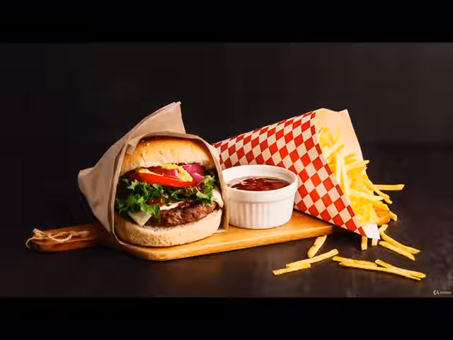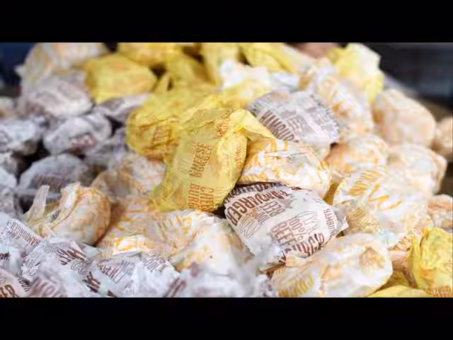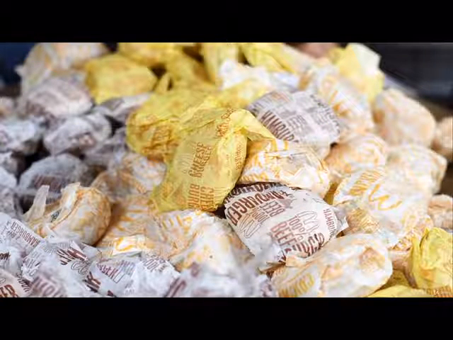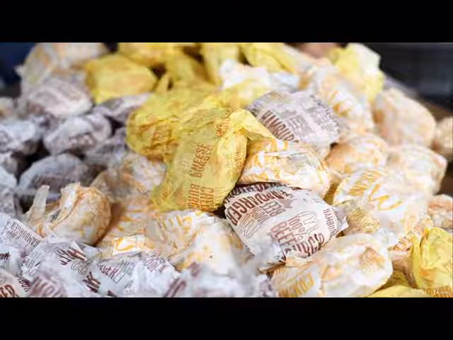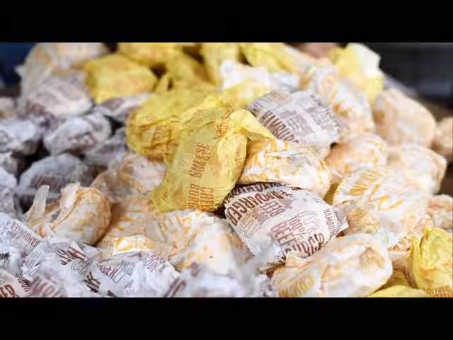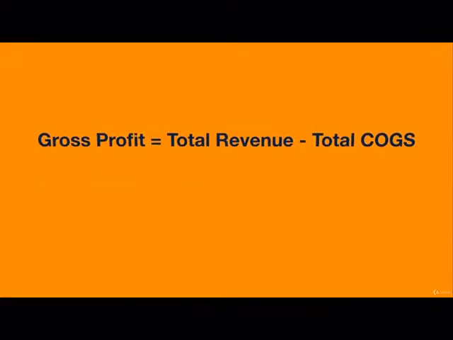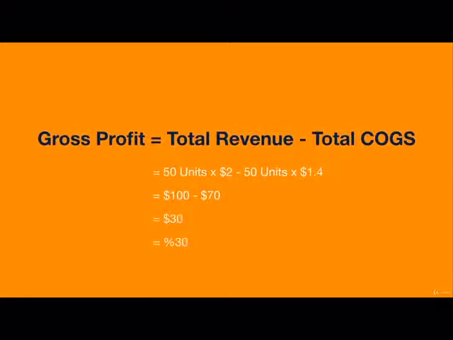The second accounting concept that we need to talk about is gross profit. Unlike profit margin, where you calculate the profit from selling one unit of product, gross profit is the profit that you make on your total sales. Say that you sell 50 burgers a day. We sell for $2 for each burger, and it costs you $1.40 per burger. Therefore, we sell $100 worth with a total cost of goods of $70, and we end up with $30 in gross profit.